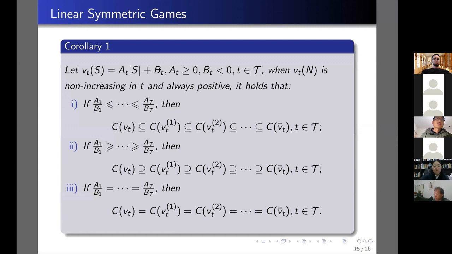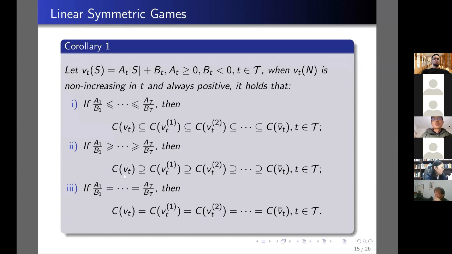Corollary 1 directly comes from Proposition 1. It says that when the characteristic function Vt of S is of such a form, and the worth of coalition is not increasing in t and always positive, we have such a core inclusion if the quotients are of the same relation. The core inclusion will be inverse if the comparison sides are inverse. And the core will be the same when those quotients are equal.